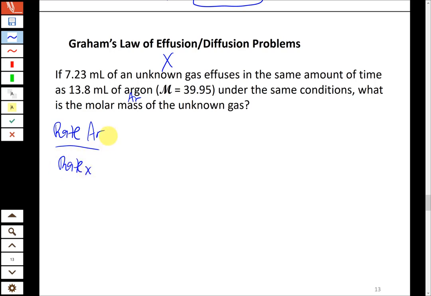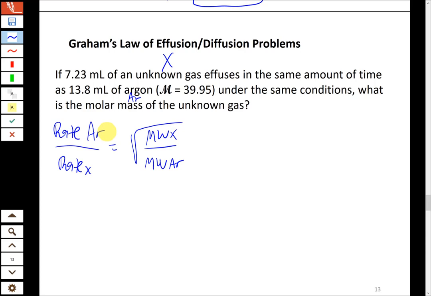And so here we're talking about the amounts that are effusing, the amounts that are leaking out, but that's proportional to the rate. The faster the rate of effusion, the more that's going to leak out in a certain period of time. So we're going to use this form of the equation. We're not talking about how much time it takes, we're talking about how much gas is actually leaking out. And that's going to be equal to, again, the inverse square root ratio of the molar masses. Here it's going to be X over argon if we write the equation in this way. Or we could have flipped both sides of the equation, and that would be a perfectly fine starting point.